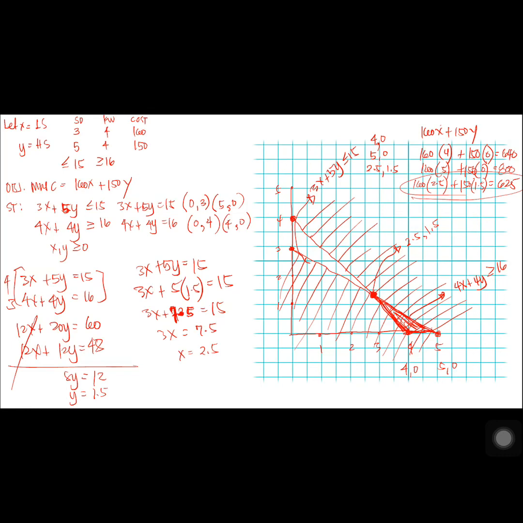Since 625 is the smallest value, therefore our decision should be 2.5 gallons of low sulfur and 1.5 gallons of high sulfur for a minimum cost of 625 pesos.